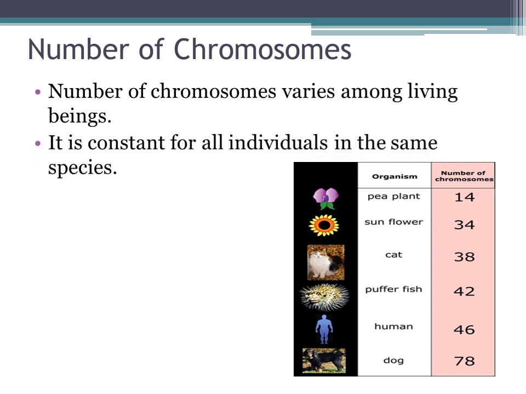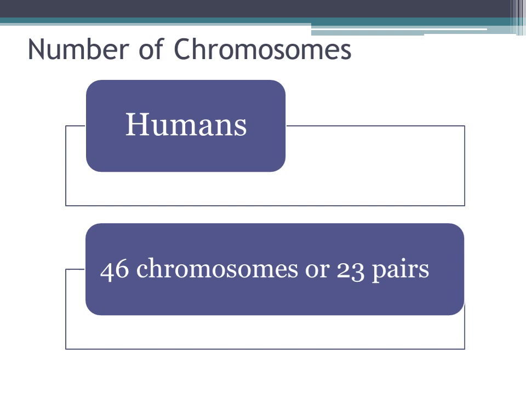But among individuals of same species, number of chromosomes is constant. It means in dogs, for example, all dogs will have 78 chromosomes. Whereas for humans, we have 46 chromosomes or 23 pairs of homologous chromosomes.